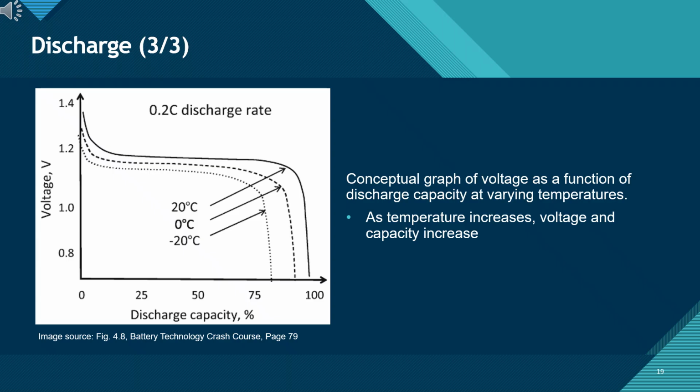In summary, NICD batteries maintain a stable voltage of approximately 1.2 V during discharge. However, their capacity decreases with higher discharge currents and lower temperatures, illustrating the direct influence of both load and environment on performance.